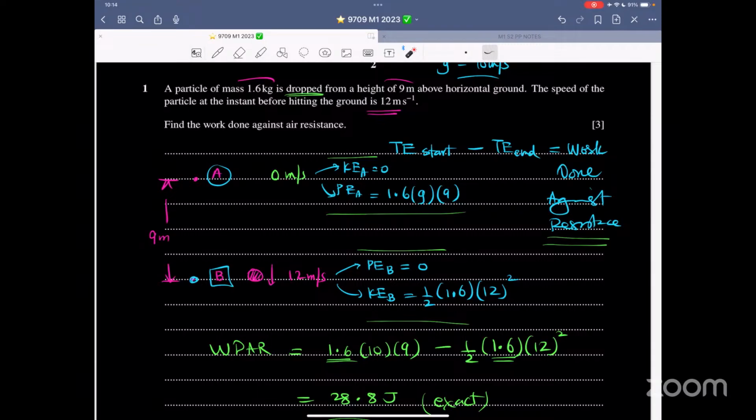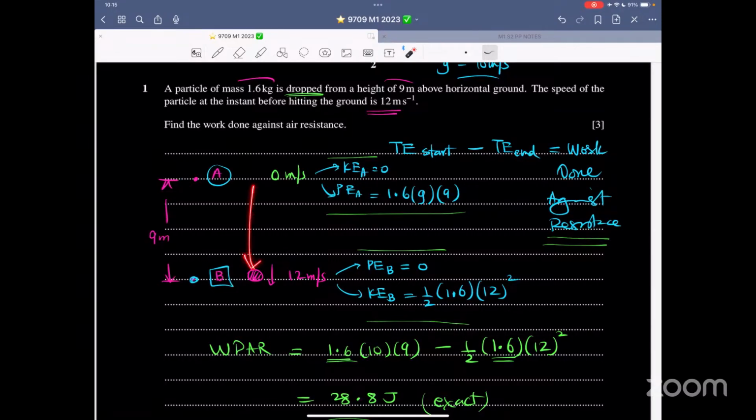And we apply this concept, that is total energy at the start minus total energy at the end is work done against resistance. Some people want to work this way, that is loss of kinetic and gain of potential, or vice versa. I personally prefer this thing. So initially, the kinetic energy is 0. Yes, it has potential energy. That is M into G into H.